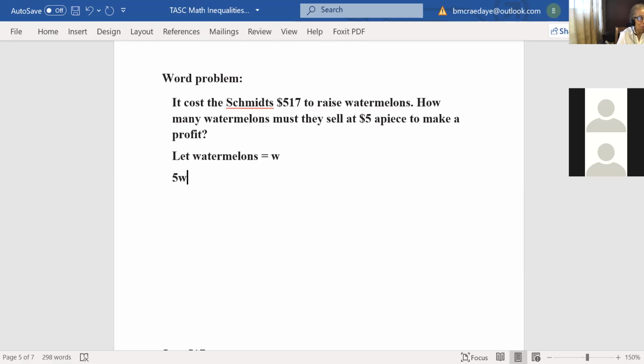So if they want to make a profit, they want to make something that's greater than the 517. So what would be my inequality symbol? Greater than. Yes, you're right. It will be greater than. So let's put our greater than. And what goes behind that? 517.